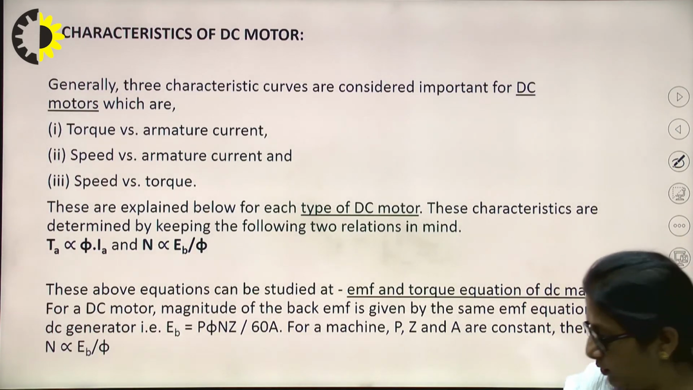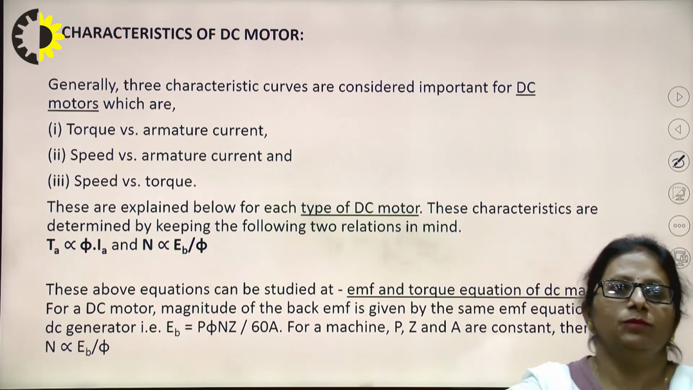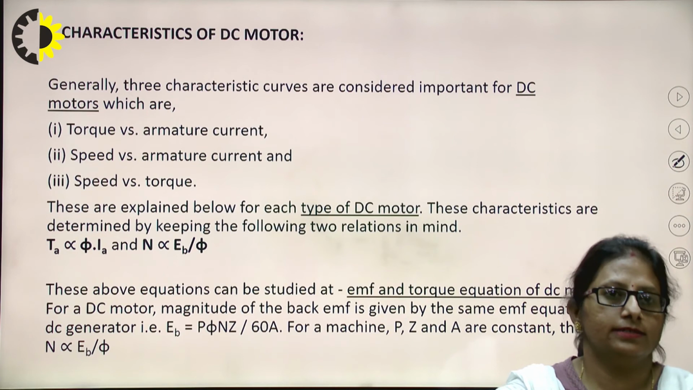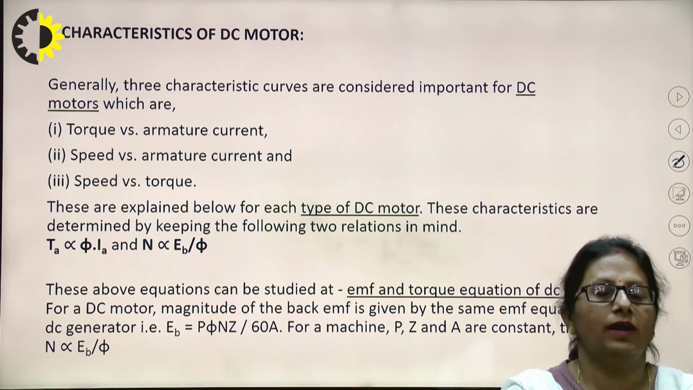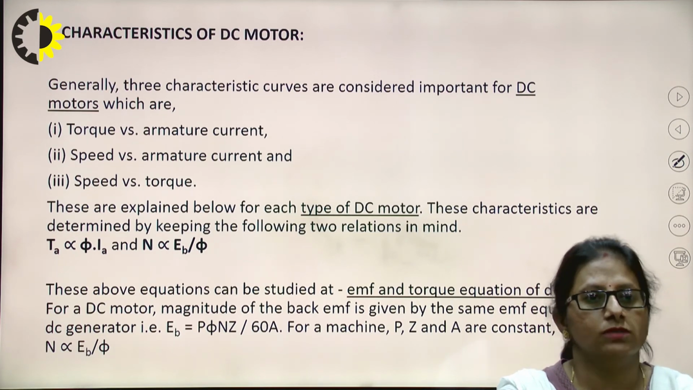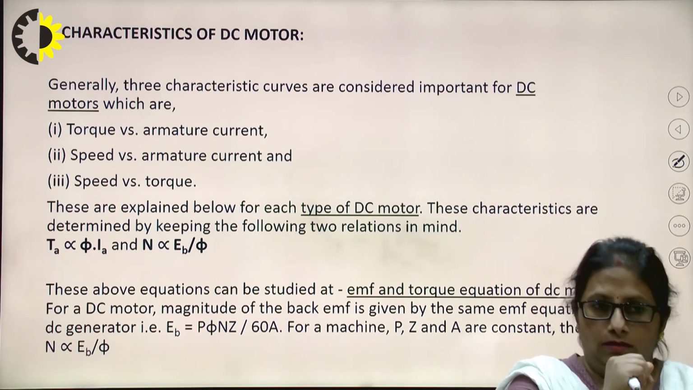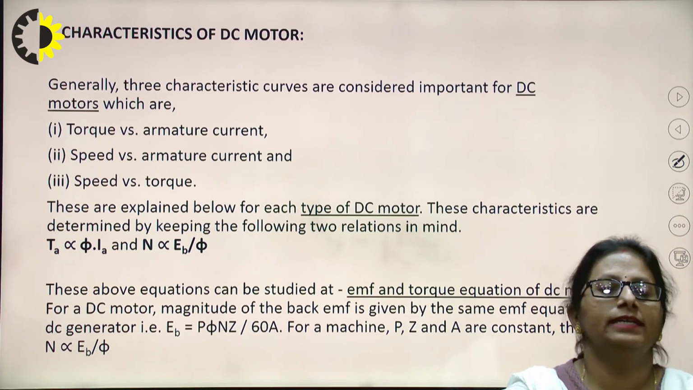Now, coming to the characteristics of a DC motor. Generally, three characteristic curves are considered important for a DC motor: first, the torque versus armature current; the speed versus armature current; and the speed versus torque. These are explained in the next slides.